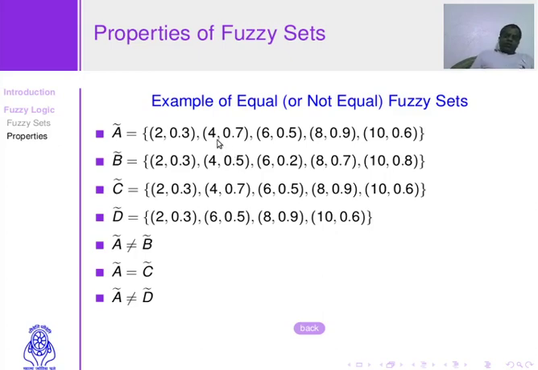So degree of membership for element 4 is 0.7 in fuzzy set A, and degree of membership for element 4 is 0 in fuzzy set D. It simply means that both the degrees of membership are not equal. So that's why fuzzy set A and fuzzy set D are also not equal. Okay.